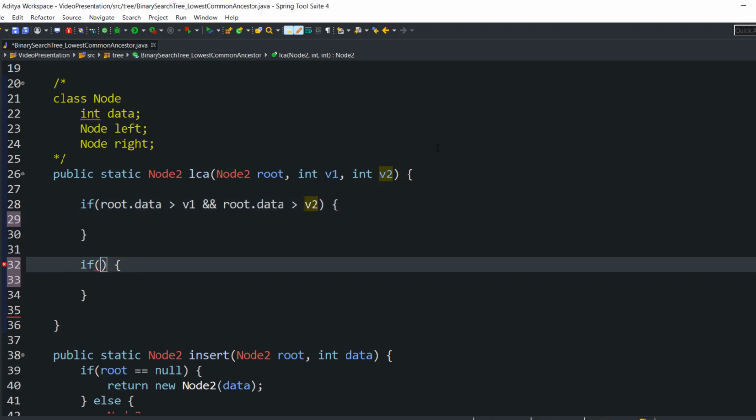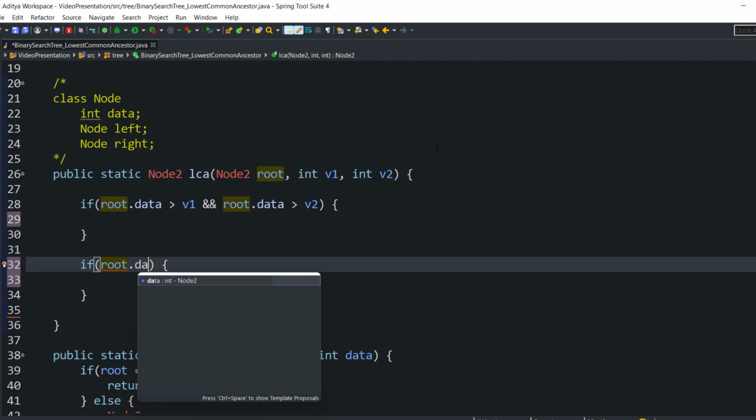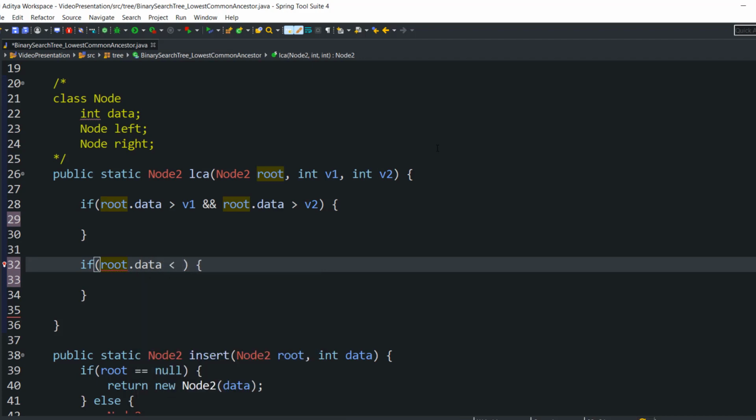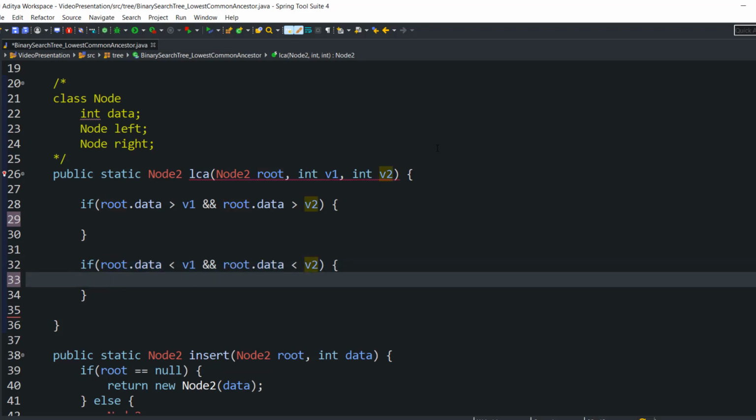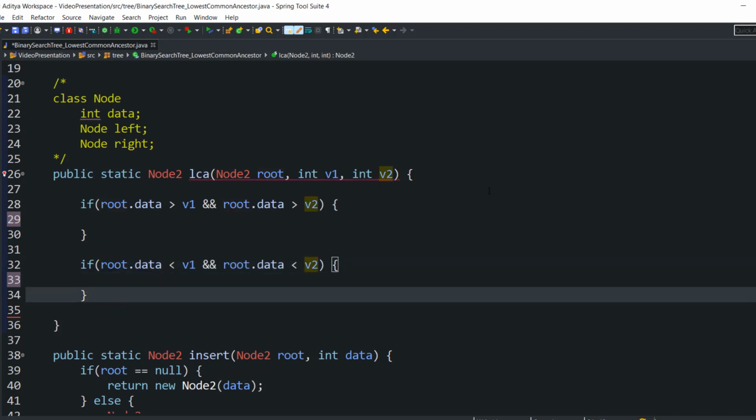Okay, and the second will be root.data less than v1 and root.data less than v2. Let's understand this concept with the help of an input that we have given here.